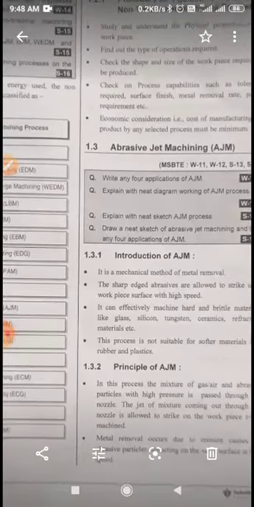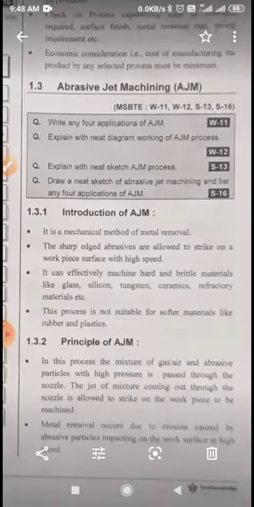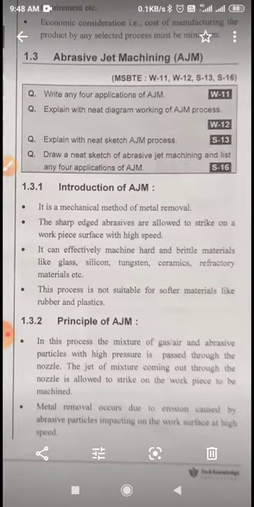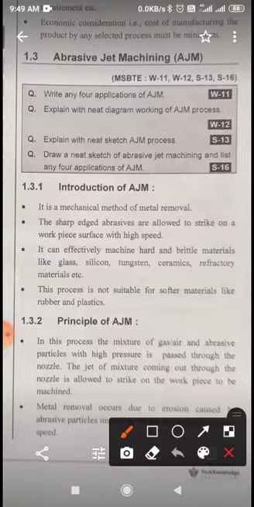Now today we are starting with the first machining process, that is abrasive jet machining, or shortly called AJM. Let's see what AJM is. It is a mechanical method of material removal. This falls under the mechanical machining processes.